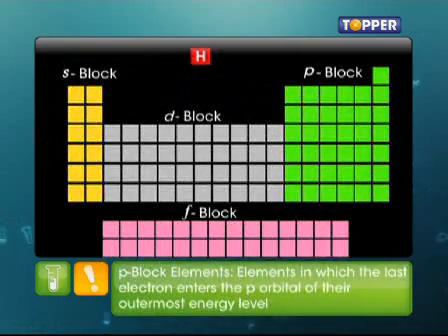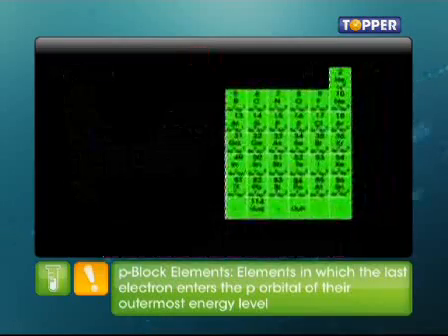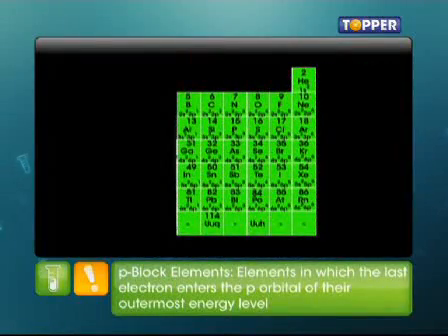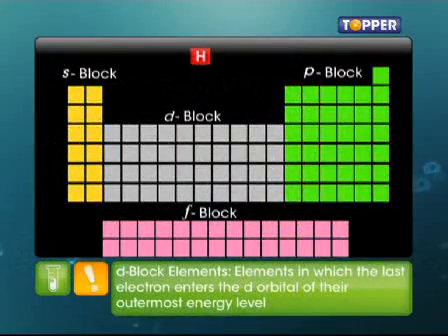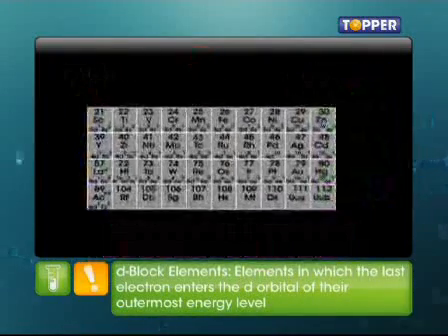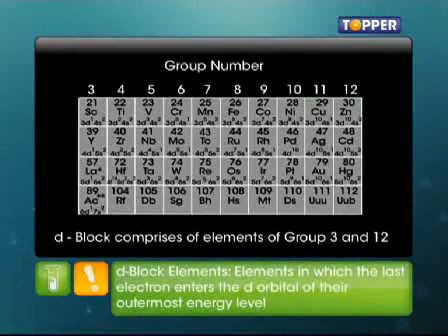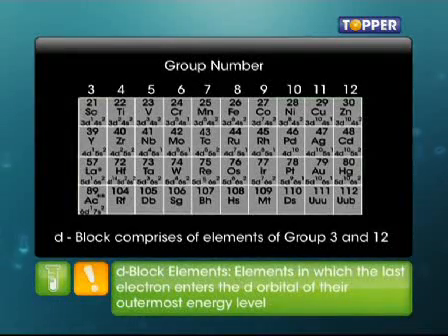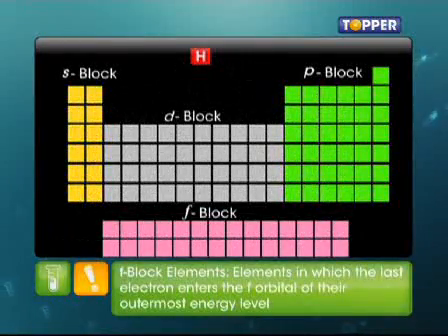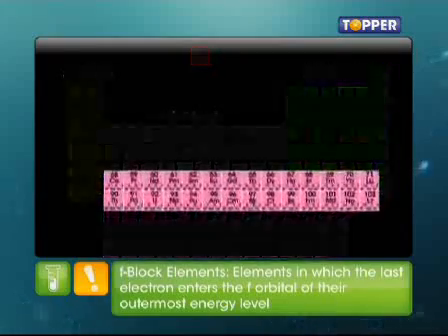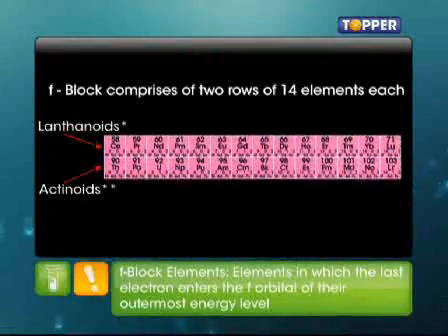On the extreme right, we see the 6 groups of P block elements from group 13 to 18 marked in green. In the very center of the chart, we have 10 groups in the D block marked in grey from the 4th period onwards. At the bottom, the 2 pink rows of 14 elements each are called F block.